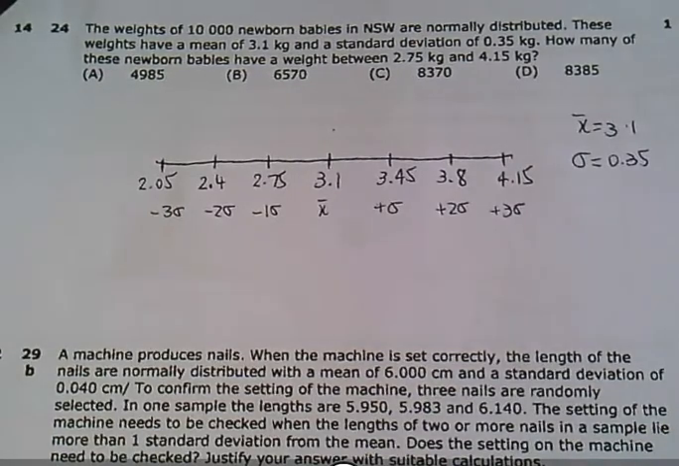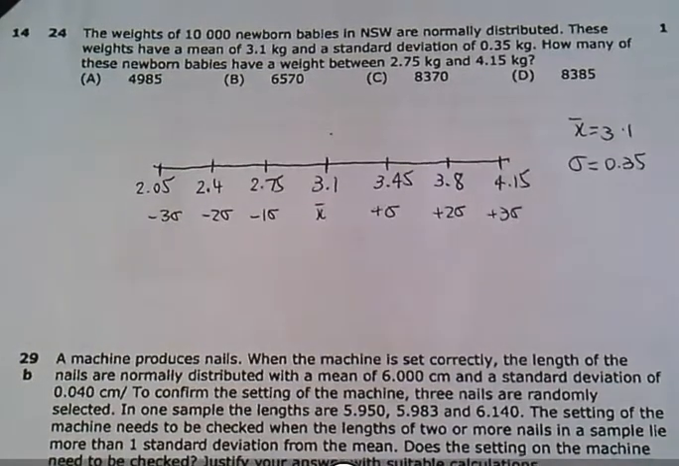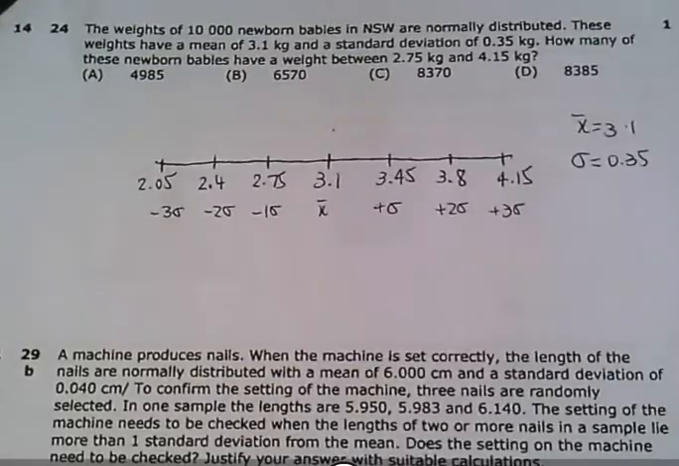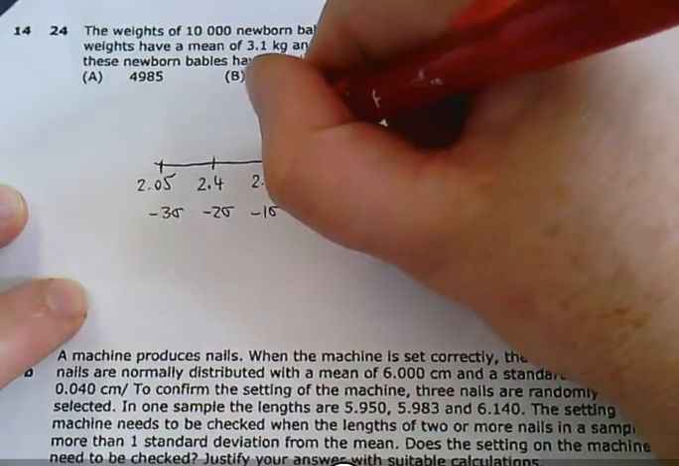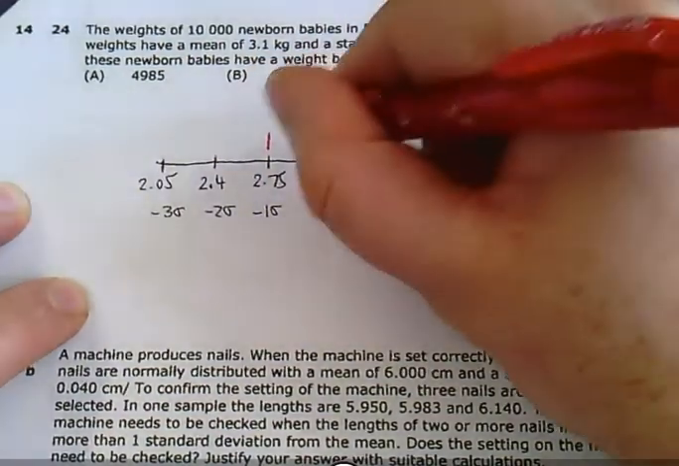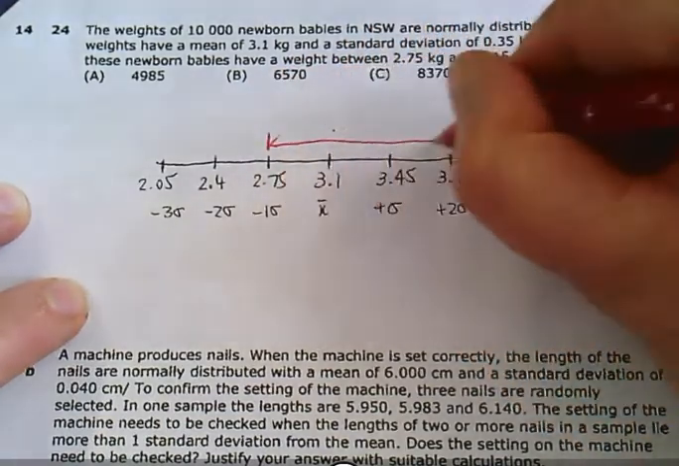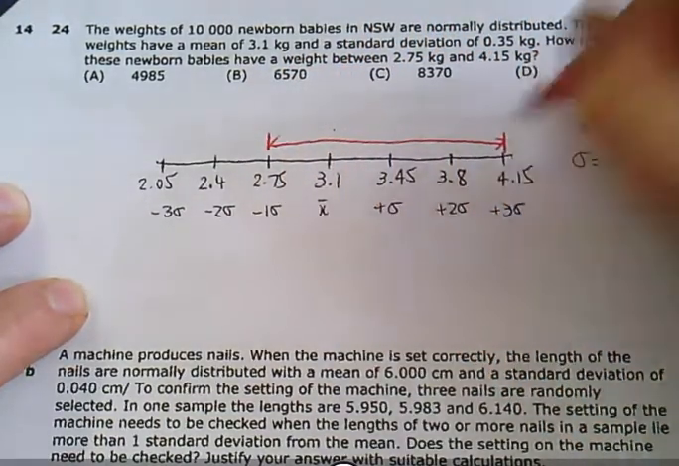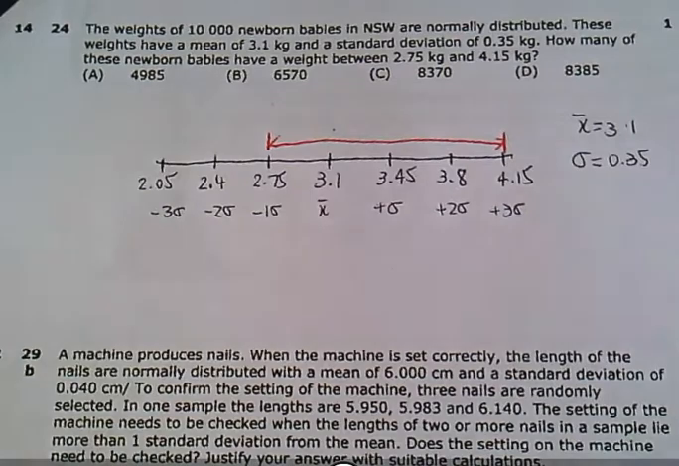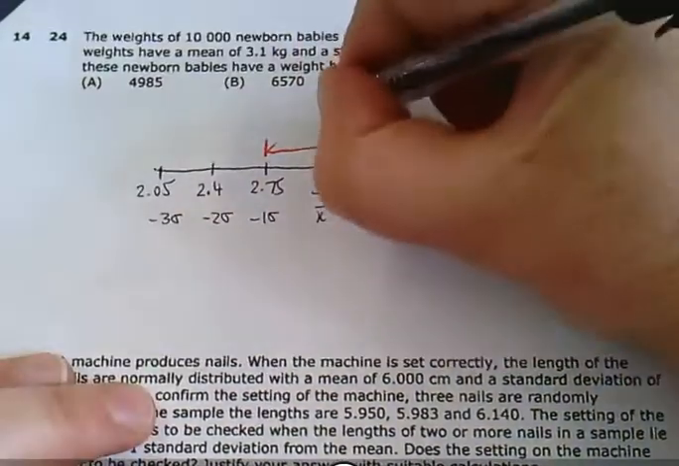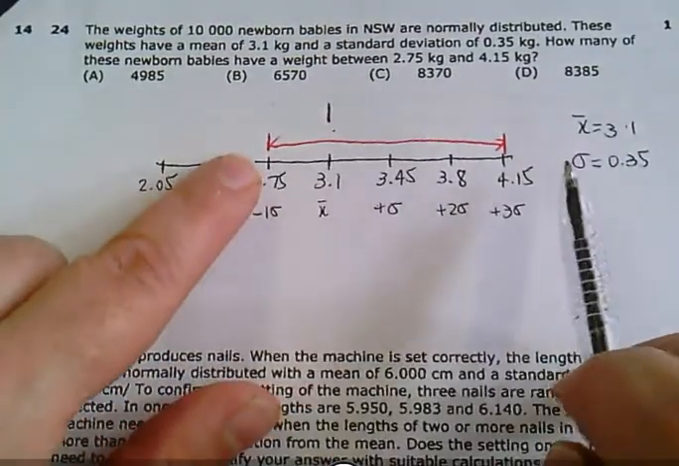All right? Now, let's look at the question. How many of these newborn babies had a weight between 2.75 and 4.15? So what you need to do is break it up into sections. Now, it's always good to work out from 0 what you've got. So that's what I want in red.